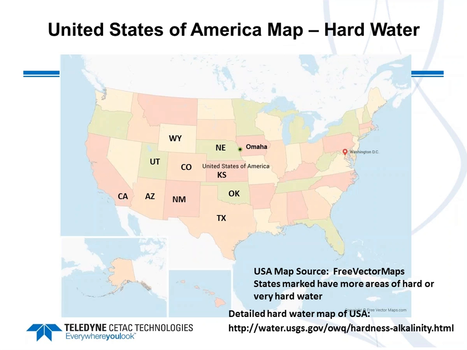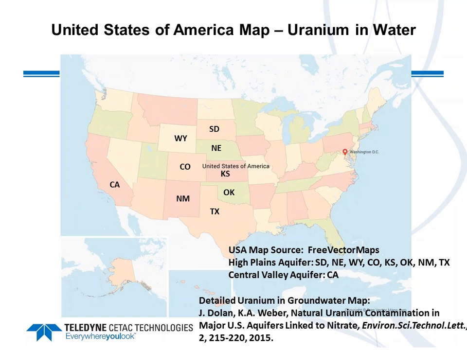In the United States, and there in the middle of the map, I marked where the CETAC factory is in the central United States. There is Omaha on the border between the states of Nebraska and Iowa. You can see there is a prevalence of hard water, particularly in the western mountain states and down into the southwest. Again, there is a detailed hard water map of the United States, and the link there is to the U.S. Geological Survey. What is of interest on the next slide is the prevalence of uranium in groundwaters and the correlation of that in the U.S. with areas of hard water.